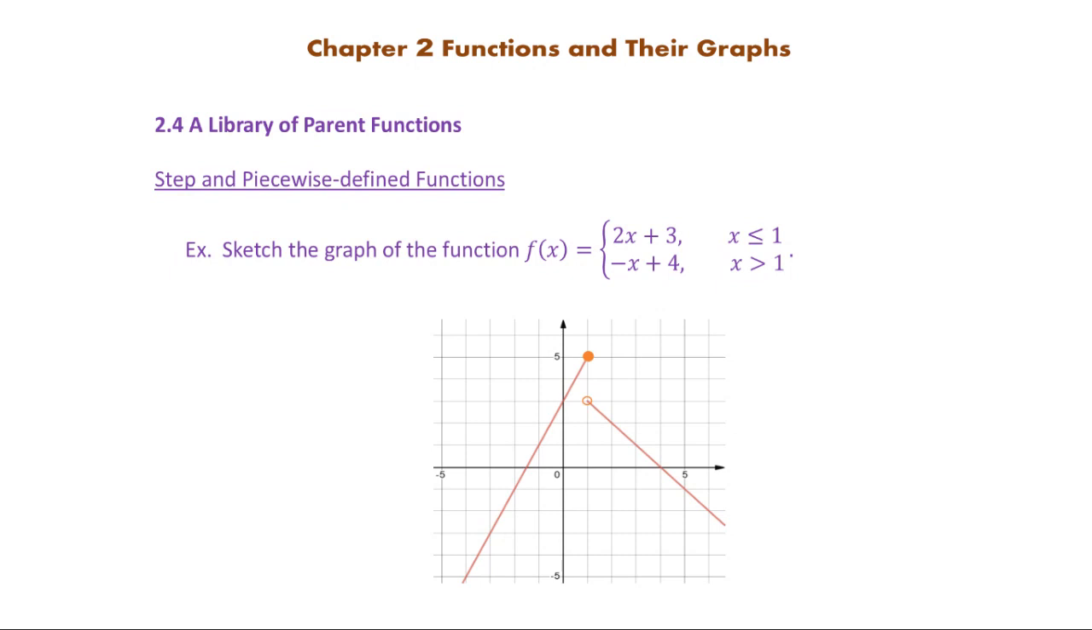So you only get the half piece on the left for that line, but you do have a closed circle at x equal to 1 because at x equal to 1 the function is defined based on that expression. Okay, so the boundary point is included on the left hand side piece.